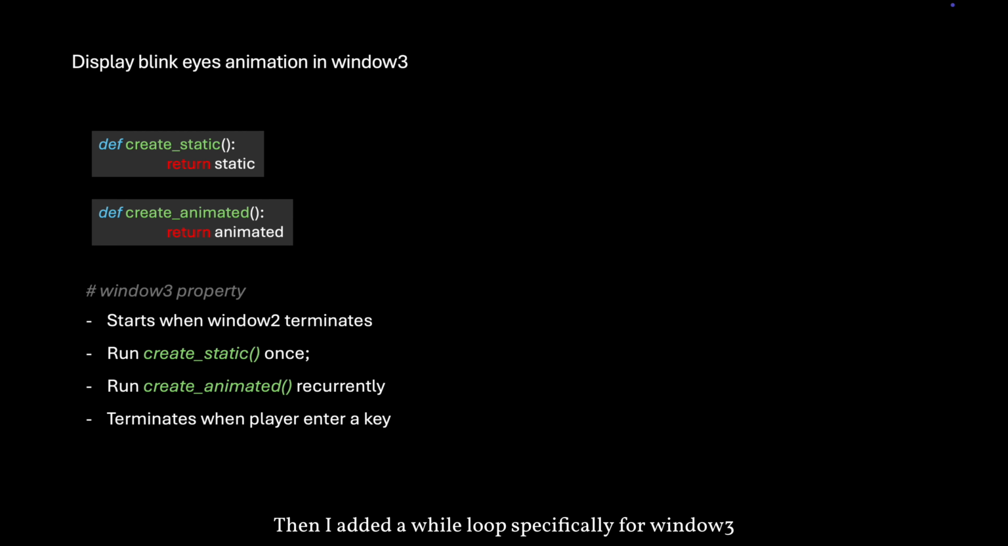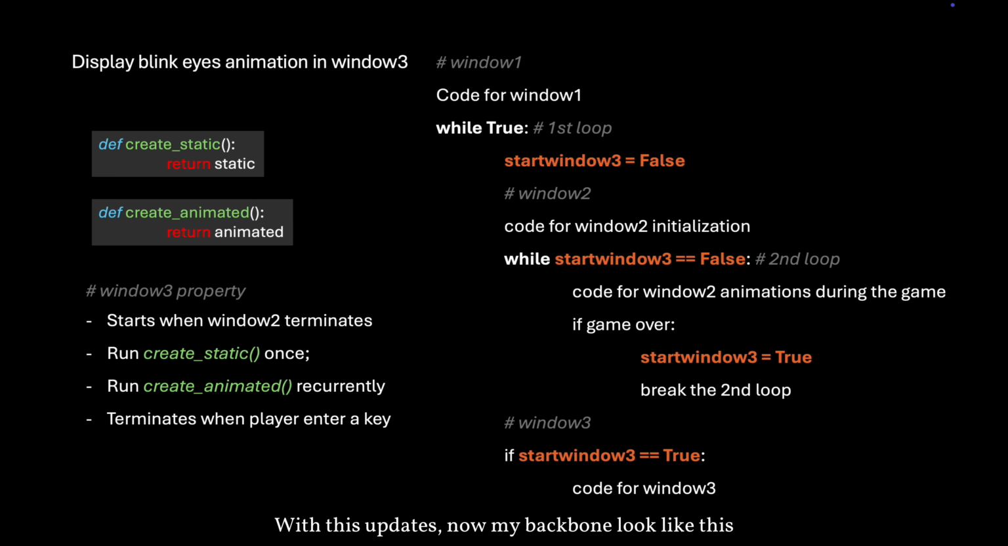Then I add a while loop specifically for window 3. This while loop should have these properties. It starts only when the window 2 loop terminates. It only runs the static function once, but would recurrently run the animated function. It terminates when the player enters a key. With this update, now my backbone looks like this.